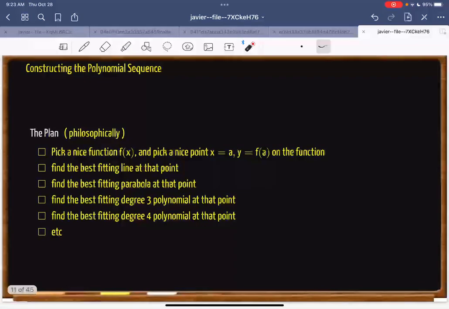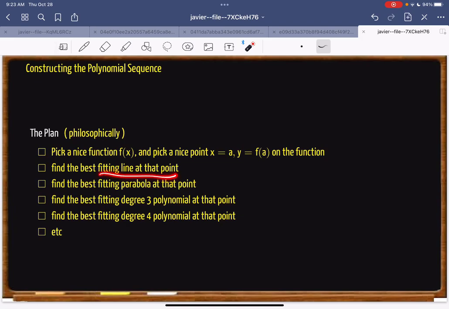So the way to do it is, I'll show you 3 different ways philosophically. We pick a nice function, right, and pick a point. And the way we construct the function is we first require that the value of the function and the constant are the same. Okay. And then we find the best fitting line at that point.